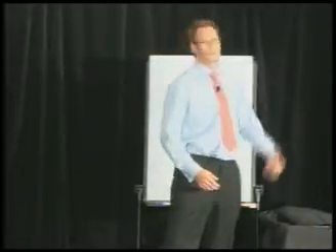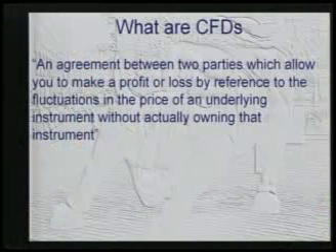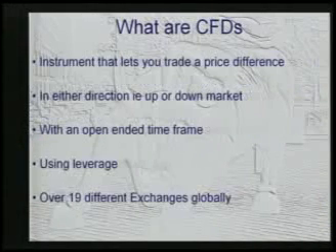So what are contracts for difference? They're an agreement between two parties which allow you to make a profit or loss by reference to price fluctuations in an underlying instrument or security. That's a very technical definition, so we'll get into the meat and guts of our session.